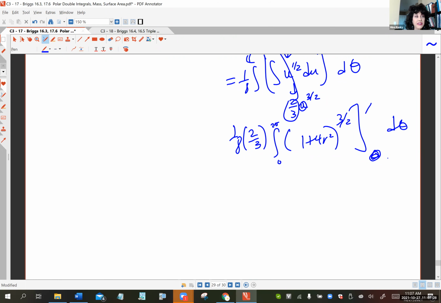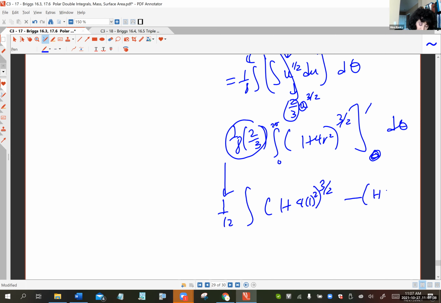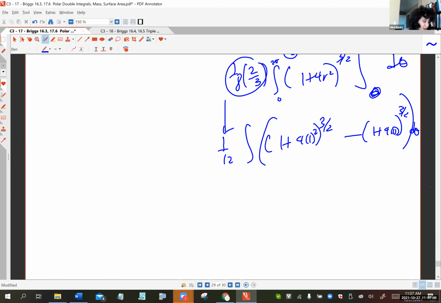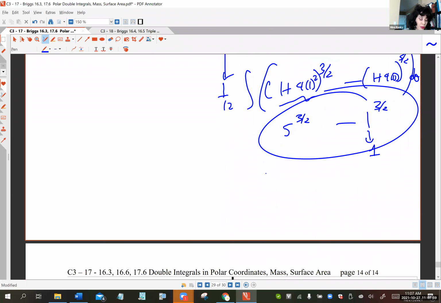Be careful because this 0 is deceiving. You're like, I'm not going to plug it in because everything goes to 0. Well, not this time. So you're going to go 1 plus 4 times 1 squared to the 3/2 minus 1 plus 4 times 0 to the 3/2, this whole mess, d theta. And you'll get some weird numbers. Like this is 5 to the 3/2, which is kind of horrible. And then 1 to the 3/2 is nice because that is just 1. So pull it out in front of the entire integral.